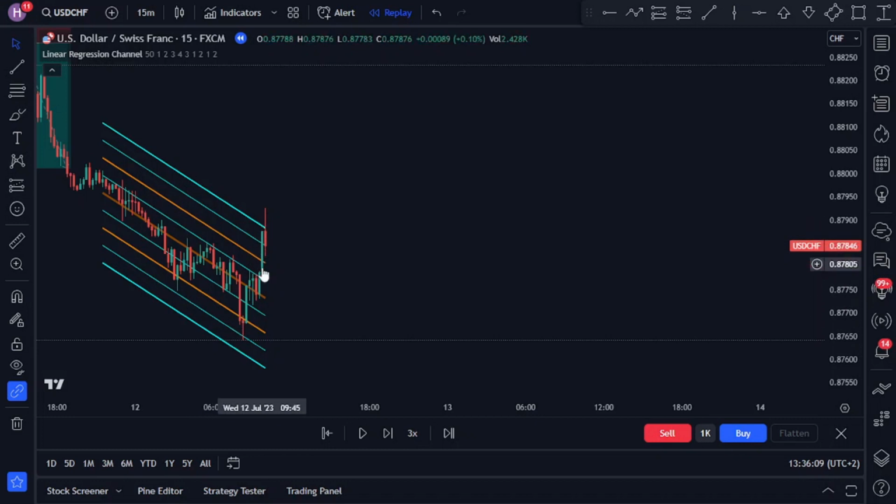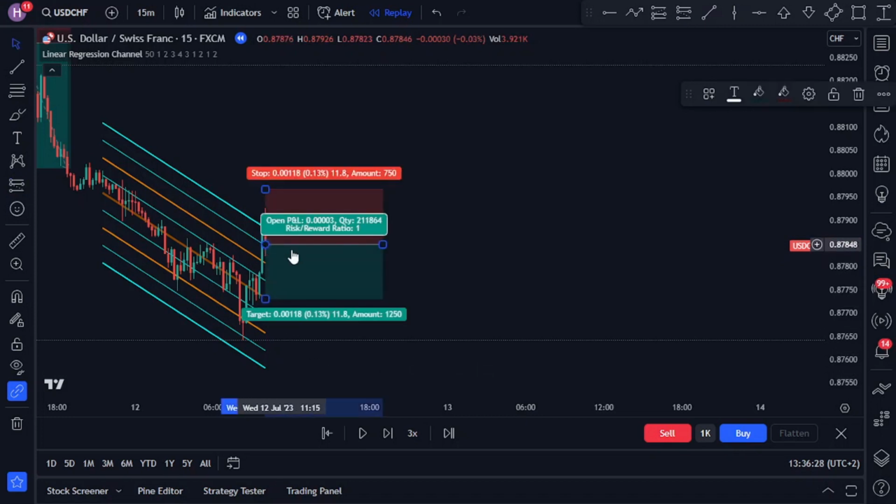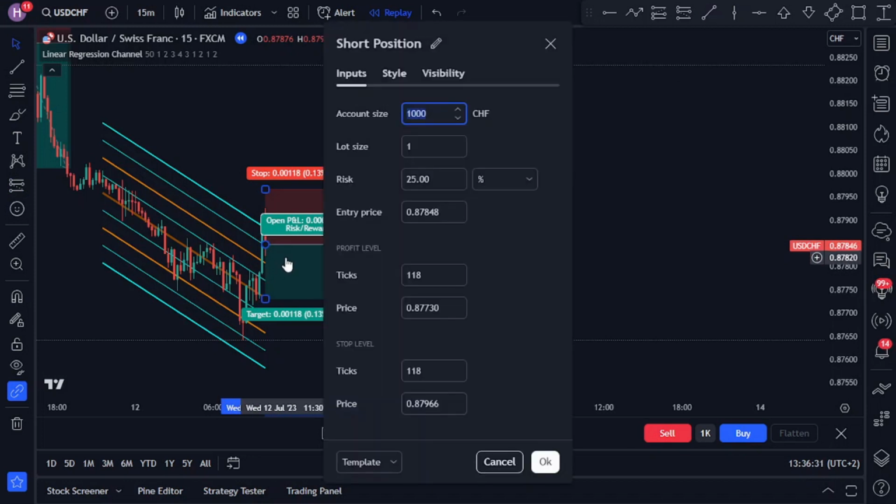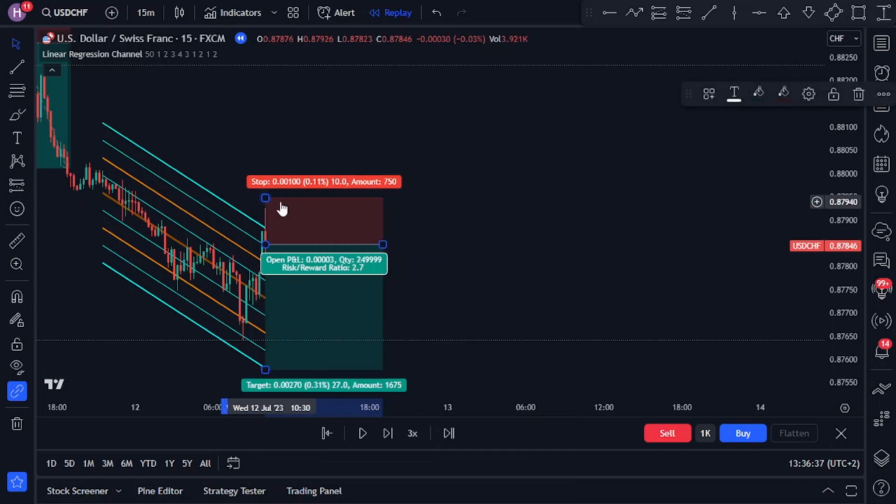So, for the short trades, price breaks out of the linear regression channel's orange line, and this break tells us there's a high probability that the price will bounce back down. Now, after the close of the rejection candle, we can enter our sell trade. And for the sell trade, I'm going to set my stop loss a couple of points above the wick at 10 pips and aim for the lower band at 27 pips.